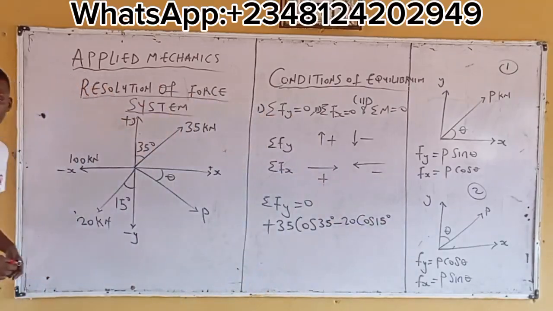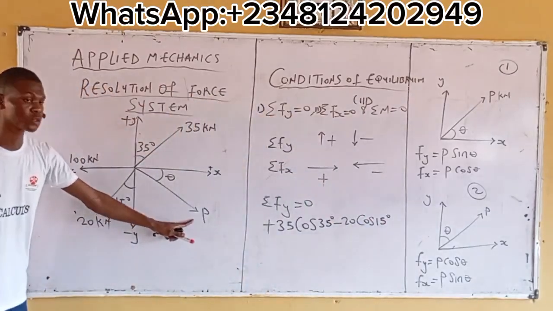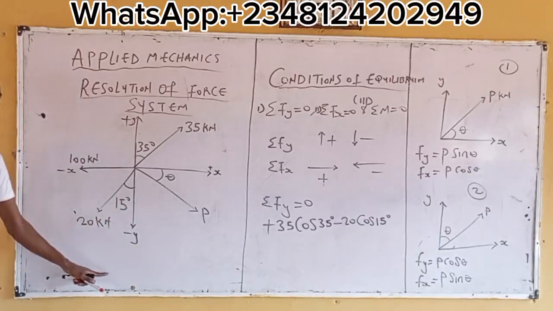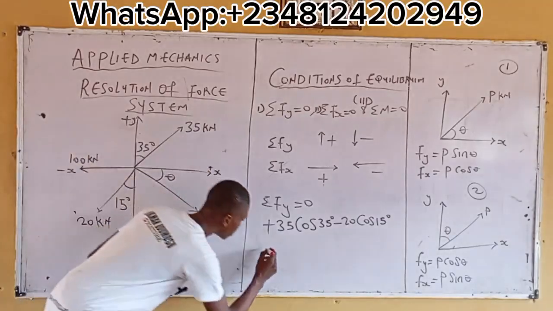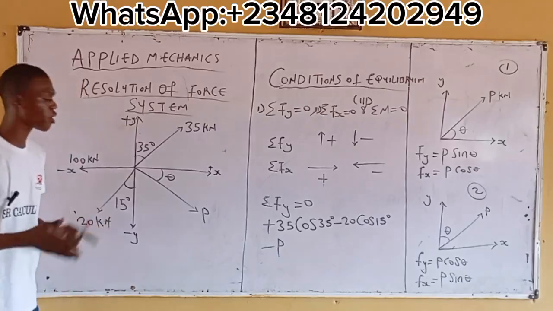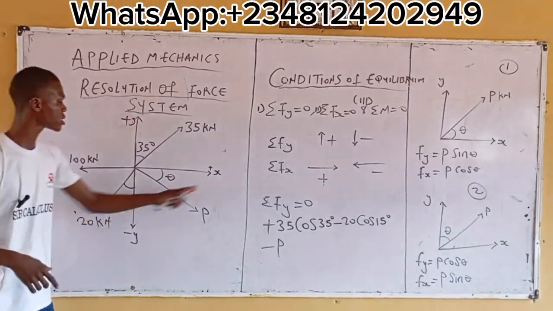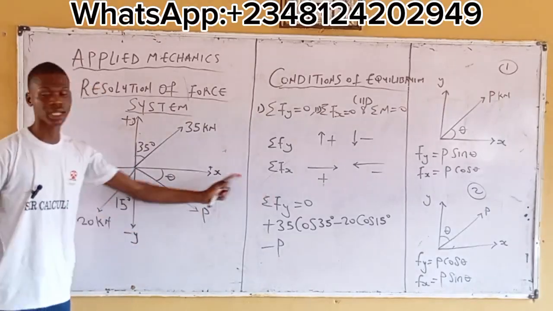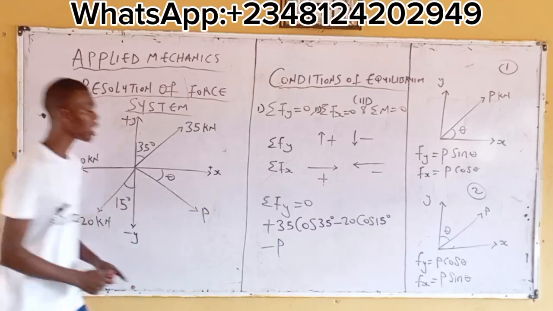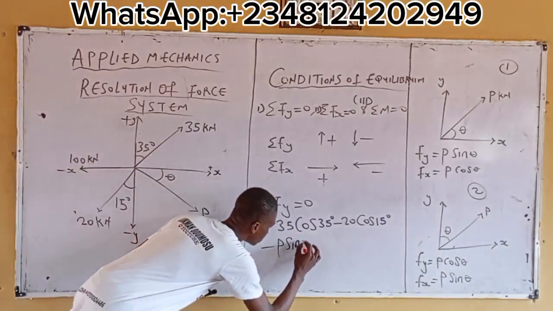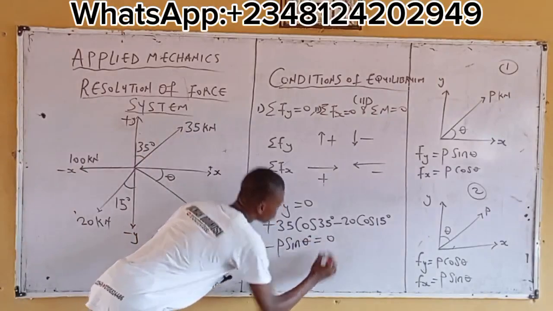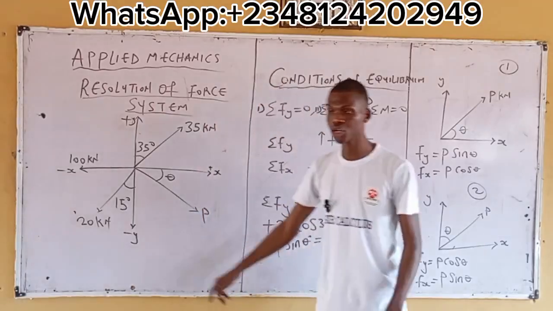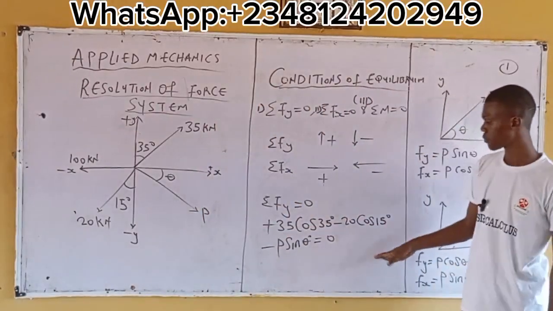Is that all? No. We are left with this one, which is P. Now, P going to the vertical axis would be negative P or positive P? Negative P. Is it sine theta or cos theta? Sine theta, because in this case the angle is inclined to the horizontal. Horizontal takes cos, while vertical takes sine. So you have P sine theta equals 0. And by condition 1, the summation of all vertical forces must equal 0. And that's what we've done here.